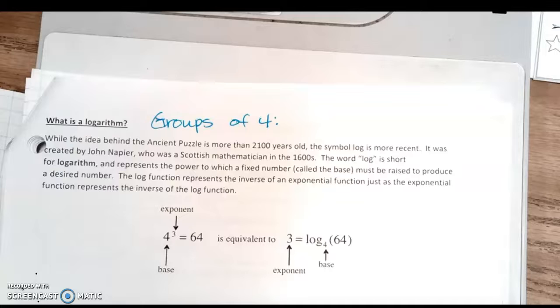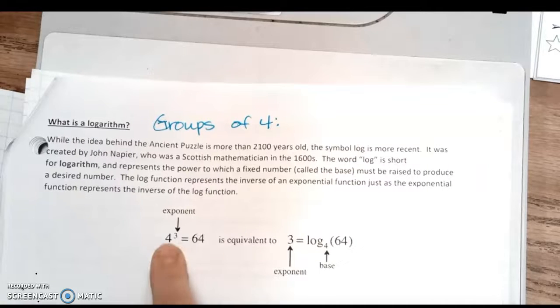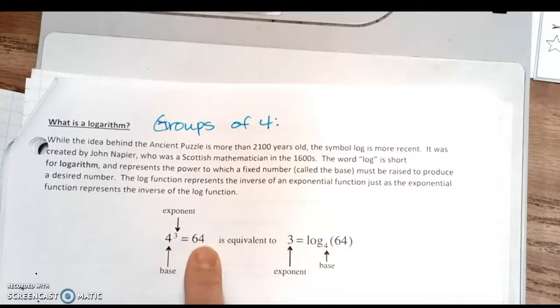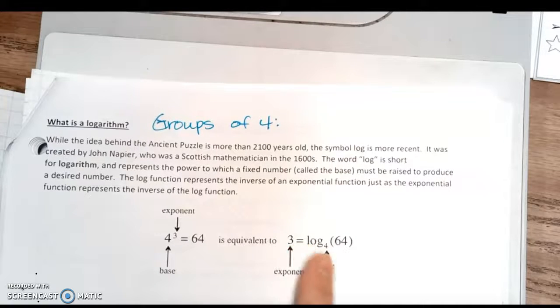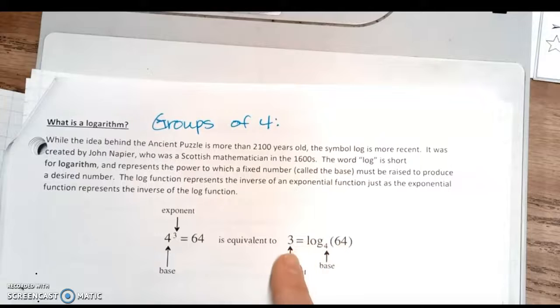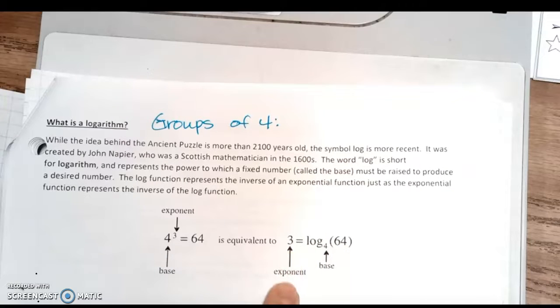A logarithm represents the power to which a fixed number, called the base, must be raised to produce a desired number. The log function represents the inverse of an exponential function, just as the exponential function represents the inverse of the log function. So if we can say 4 to the 3rd power equals 64, it's going to be equivalent to log base 4 of 64 is equal to 3, which is the exponent, and 4 is the base.